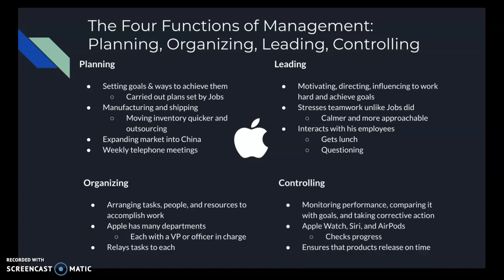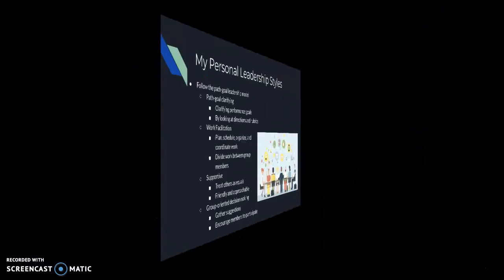And Cook uses controlling to monitor performance, compare it with their goals, and take corrective action. So, for example, Cook monitored the Apple Watch, Siri, and AirPods when they came out, just to see how well they did in the market and to see if any changes were needed if they were not doing as well as expected. This ensures that products are released on time, and so that is why Tim Cook really enforces all 4 functions of management.